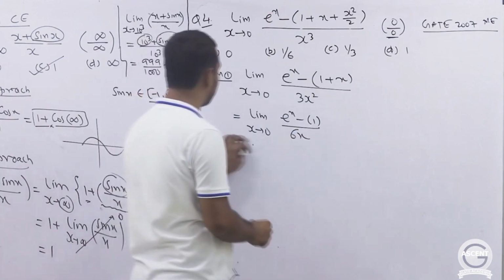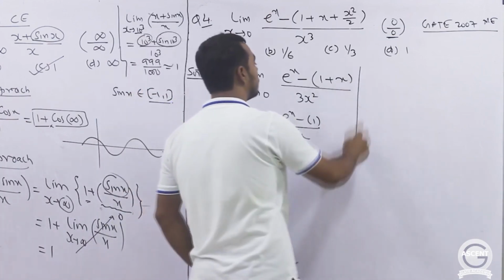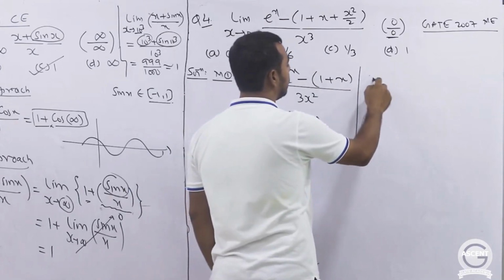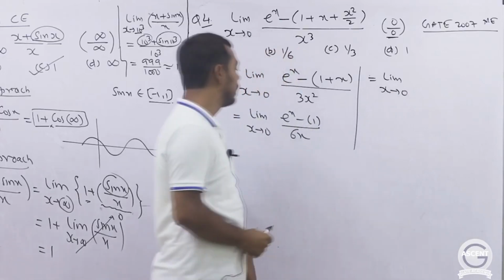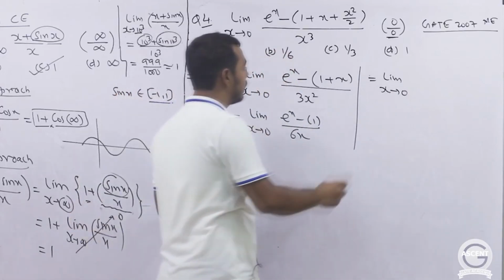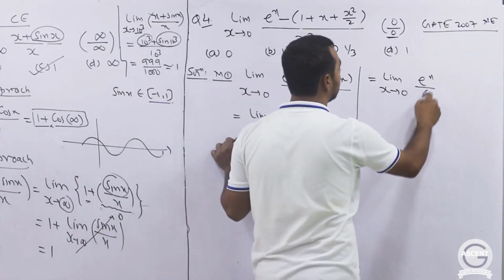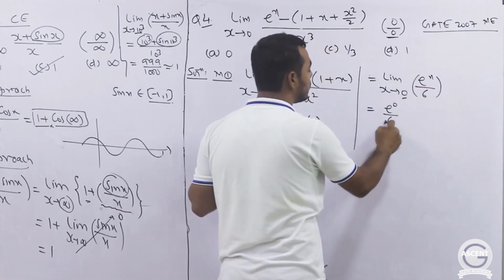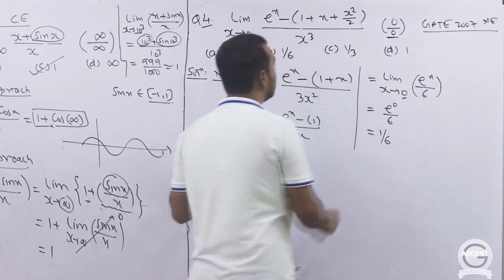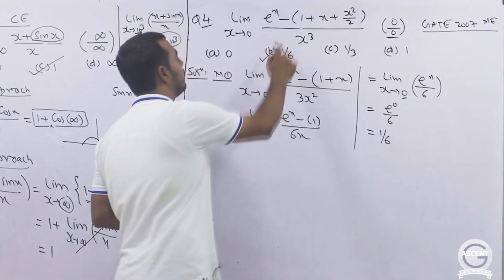Differentiating one more time, we can write this here. If I differentiate this one more time, I will get limit x tending to 0. Now the derivative of e to the power x will be e to the power x by 6. If I place x equals 0, we get e to the power 0 by 6, which is 1 by 6. So the correct answer is option B.